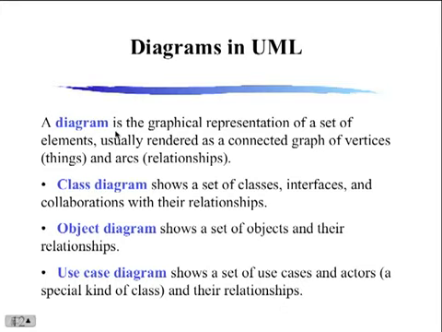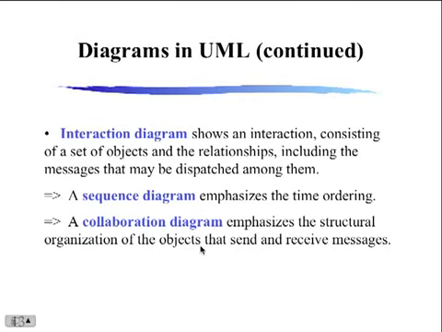So keep in mind that a diagram is the graphical representation of a set of elements. A class diagram shows the classes and the interfaces, the collaboration diagram shows the objects themselves and the relationships, the use case diagram shows the use cases and the actors. We've seen those already, but we'll see a couple of different examples, just more complicated looking ones, now that you understand what you're looking at.